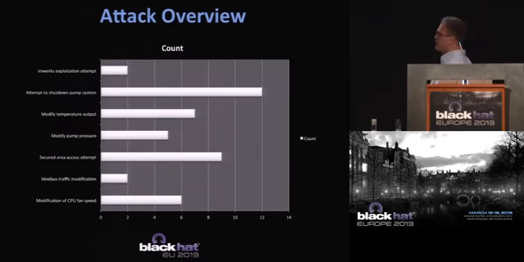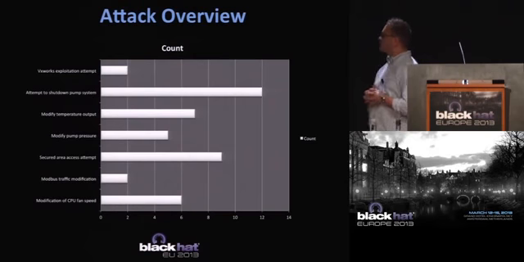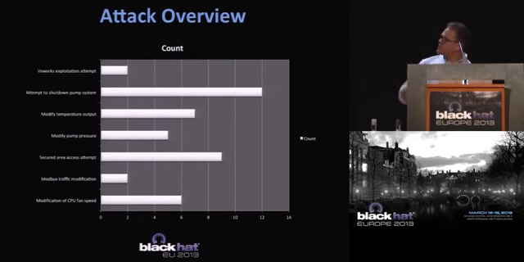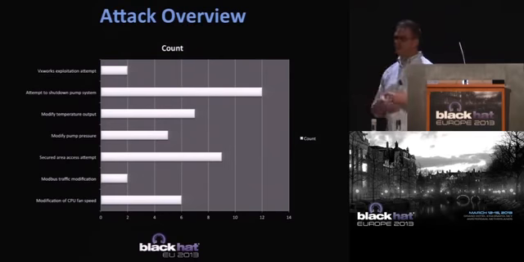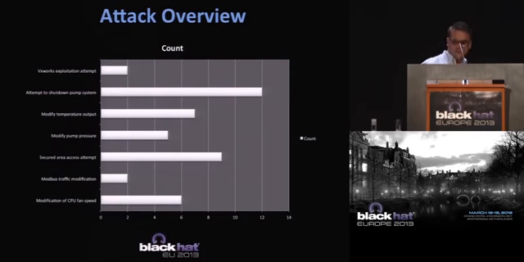An attack overview. This gives you a decent idea of what you're looking for. VxWorks exploitation attempt, there were 2 of those. That would have been someone probably attempting an Nmap scan, something like that, seeing that VxWorks was running, and then attempting to actually exploit that particular service.